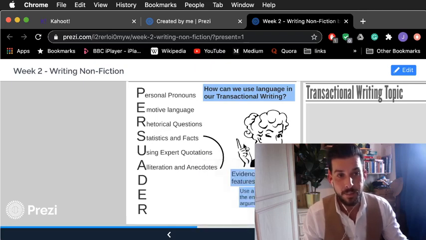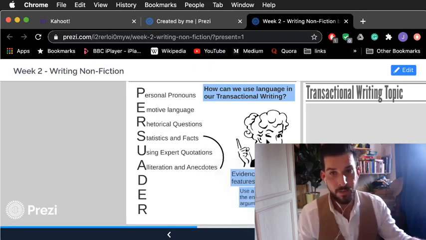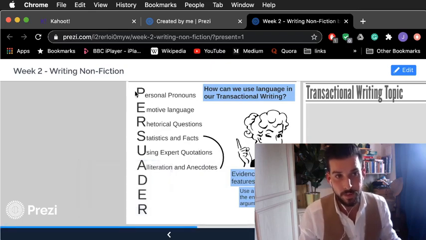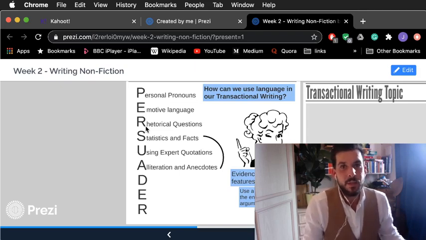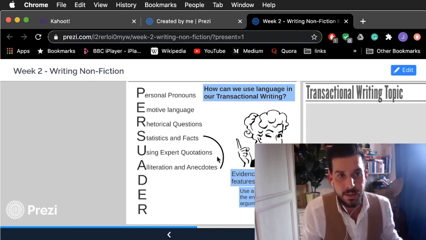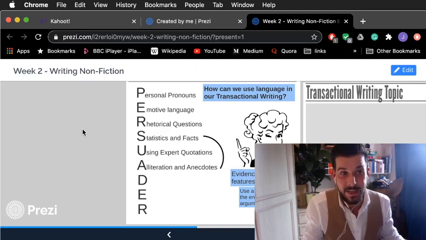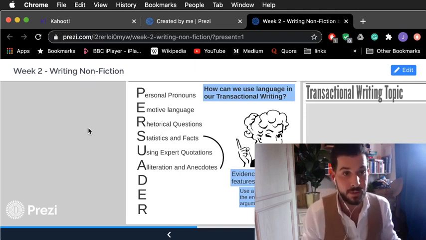If you can get the persuader memorized, so if you look here, every single one of these language features in the persuader can be used when you argue and persuade. But when you write to inform, you want to stick to these three middle ones. That's why we've got them in the middle of the persuader. So they're your writing to inform language features. Look how useful it is. It's like hitting two birds with one stone when you memorize the persuader.